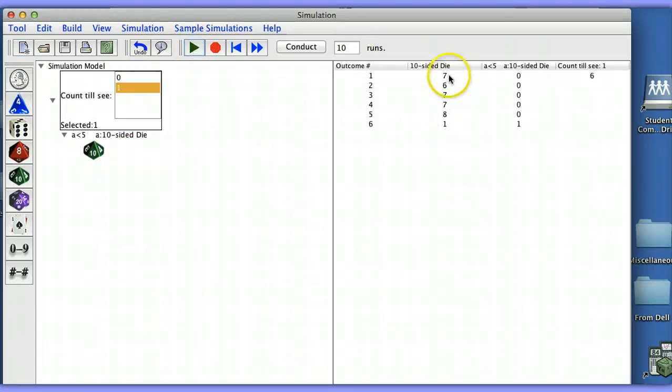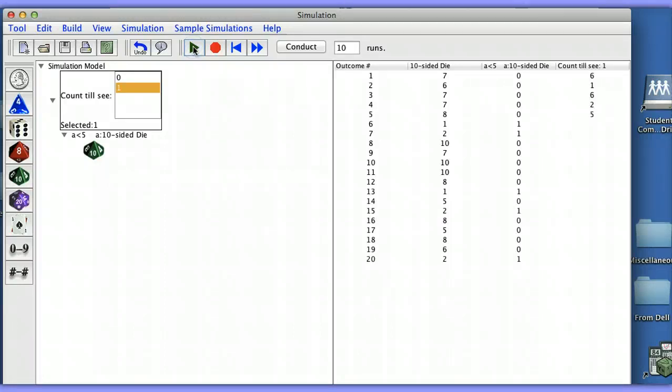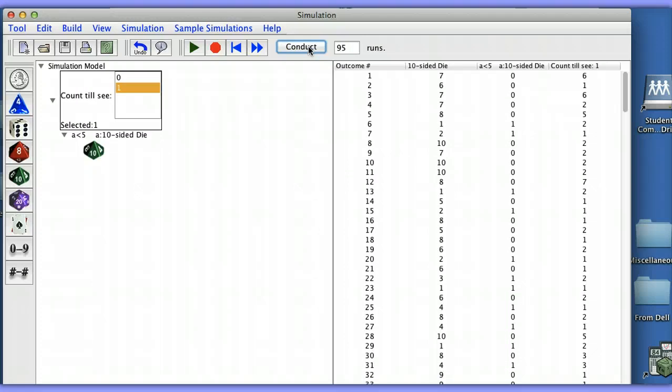So we had a roll of 7, 6, 7, 7, 8, and then finally 1 on the die. So we can see we did not have a value that we were looking for. We did not have a type A donor. And then on the 6th roll, we had a type A donor. Let's do this again. Oh, there we found one on the first time. Here it took another 6, and then 2 donors until we saw one with type A, and so on. So I've run my simulation 5 times. Let's run it 95 times. And we'll say conduct. So we have a total of 100 runs of this simulation.